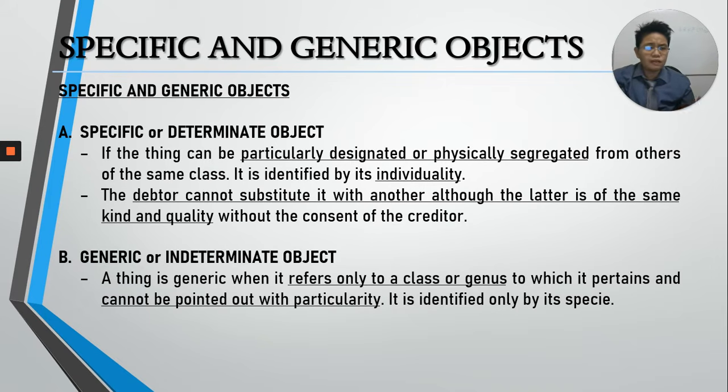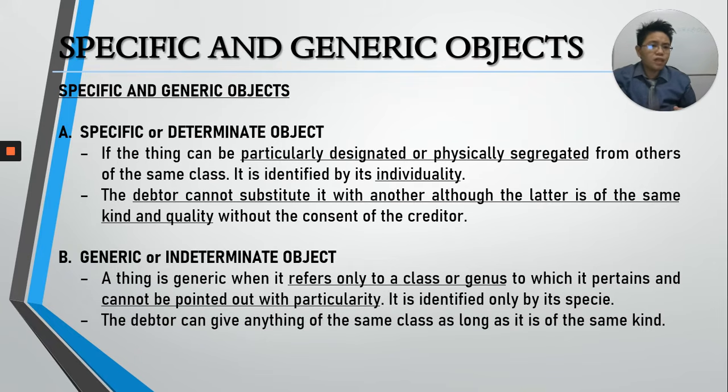But of course, pwede naman kayong magbigay ng ibang example. Like a carabao, yan. Yun ay isang generic object kasi marami namang kalabaw. Paano magiging specific ang carabao? A carabao named Muning, yan, pwede. So, yung carabao na si Muning ay isang specific object na. Pero kung sinabi mong carabao lang, ito ay generic object.